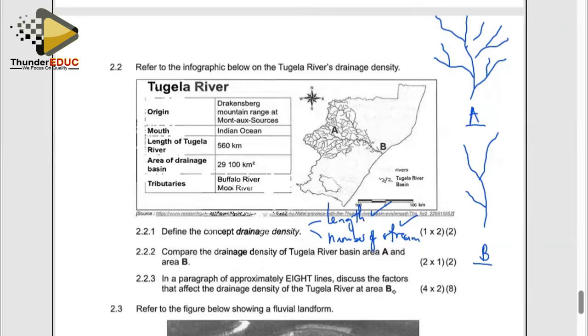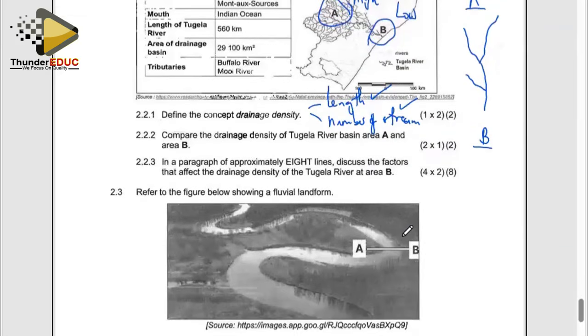Right, we move on to the next question. Compare drainage density of the tubular basin area A and area B. We are basically comparing. If you check area A here, and then area B, automatically here there is a high density. A has got high density. There are many streams here if you check, but here is very low. So area A has got high density, whilst area B, the density is low.